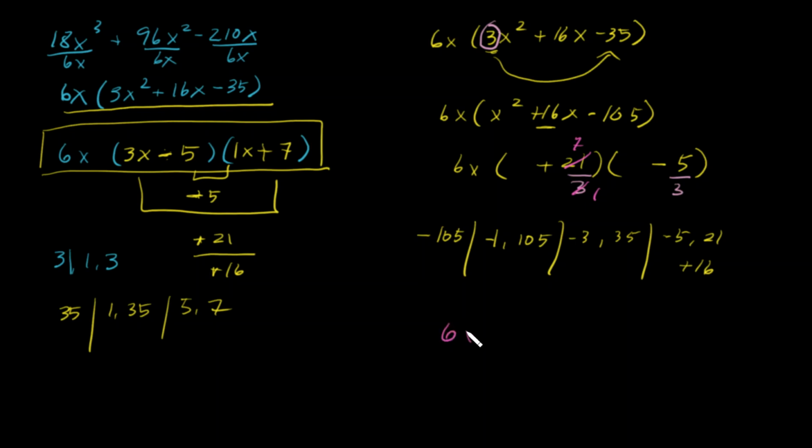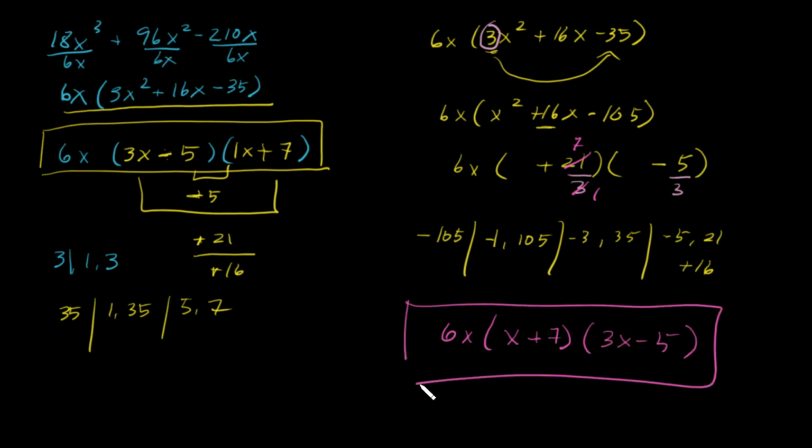So we have the 6x we started out with as a GCF, and the 1 goes in front, so x plus 7. And this cannot be reduced, so it becomes 3x minus 5, which is the same thing as this, even though the two binomials are switched, but using the commutative property, it means the same thing. Okay? We're done. Good job.